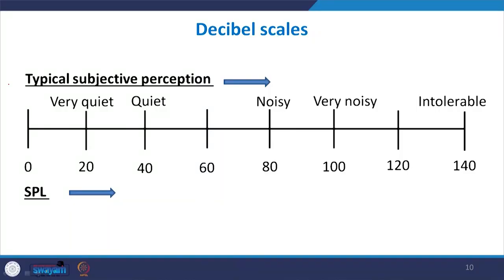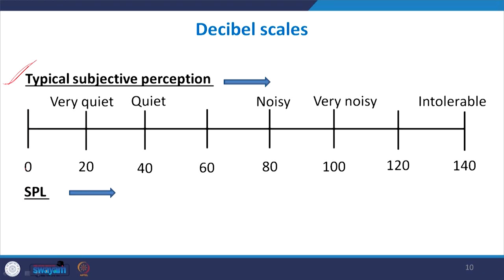To give you an idea of how decibels are perceived, this is a scale where we have 0, 20, 40 and so on till 140 dB, to show you how the human ear subjectively perceives it. Usually the sounds over this range are perceived as very quiet, then quiet, then normal loud, noisy begins here, then very noisy, and then sounds of 140 plus are intolerable. So this is how you can compare the SPL with how loud or quiet it sounds to the human ear.